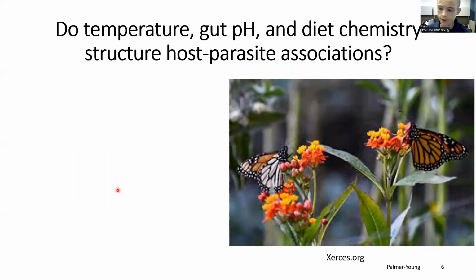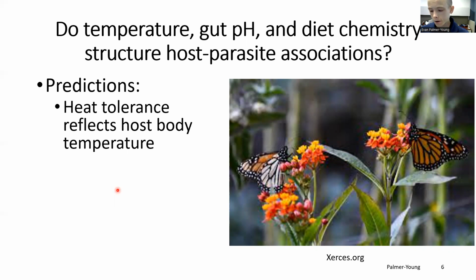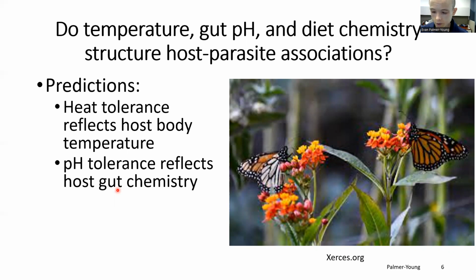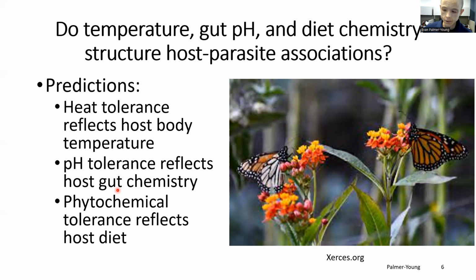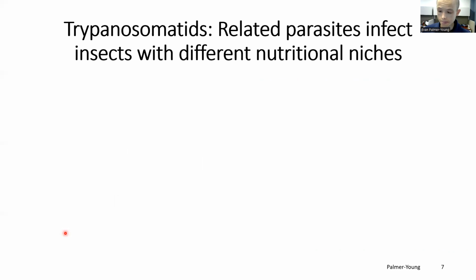If these three host resistance factors are indeed drivers of the ecology and evolution of insect parasites, then we would predict that parasite tolerance of each would reflect the conditions that they encounter in their respective hosts, with heat tolerance reflecting host body temperature, pH tolerance reflecting host gut chemistry, and phytochemical tolerance reflecting the composition of host ingested plants. To test this idea, we need to compare related parasites from host niches that differ in each of these factors.